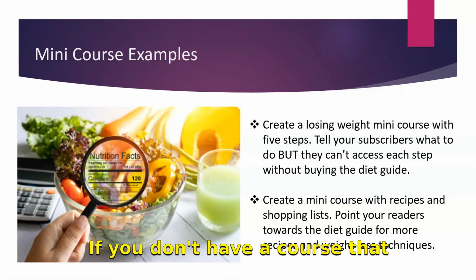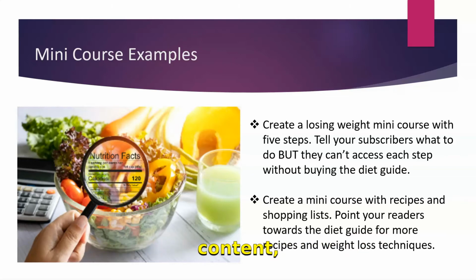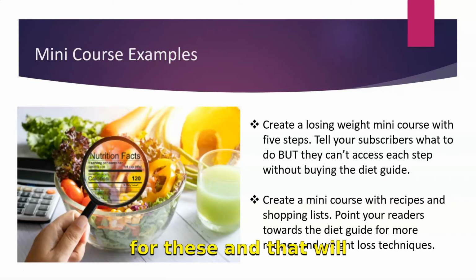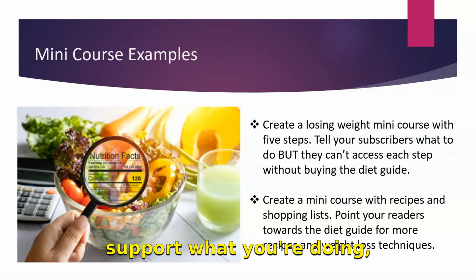Now, if you don't have a course that you're selling or any type of content, you could also do something based on being an affiliate, or if you're giving away something like printables, or let's say you're selling something like low content journals. Well, your mini course could be like, 5 ways to journal in 5 minutes a day or something like that. So, you can come up with a lot of different things for these and that will support what you're doing and have it be creative and interesting.